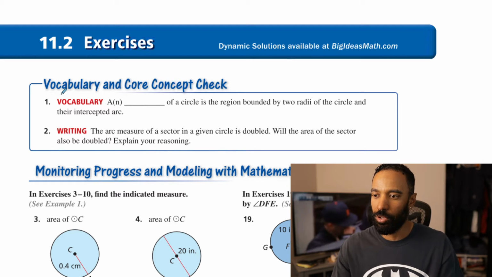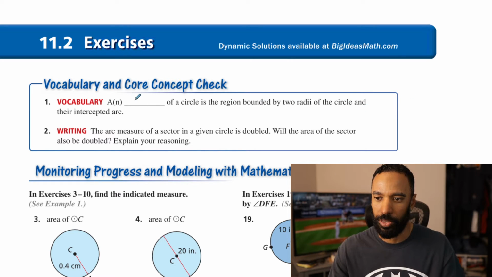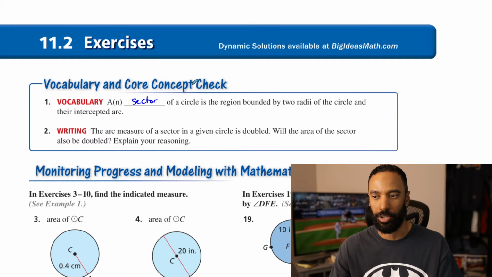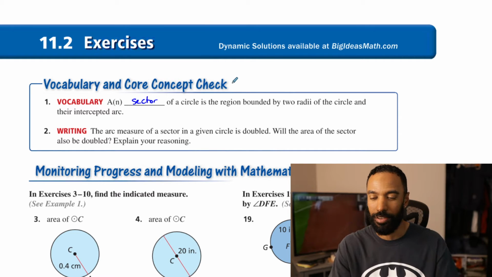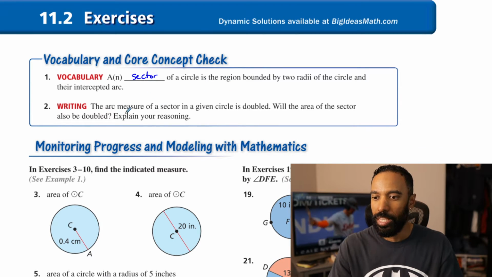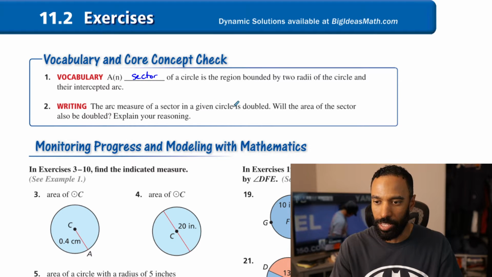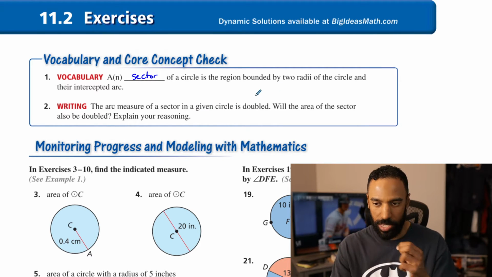A blank of a circle is the region bounded by two radii of the circle and their intercepted arc. That vocab is called a sector. A sector of a circle, just like an arc length, is a portion of the circumference. I'll keep saying that. If the arc measure of a sector in a given circle is doubled, will the area of the sector also be doubled?